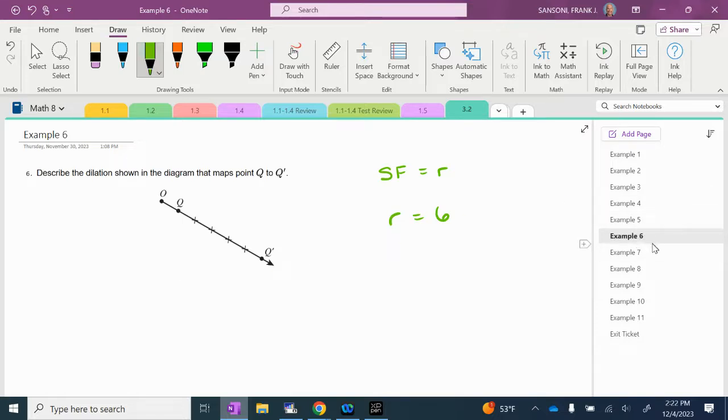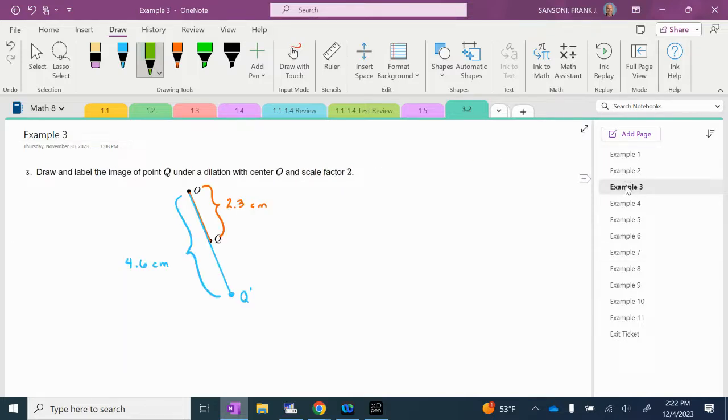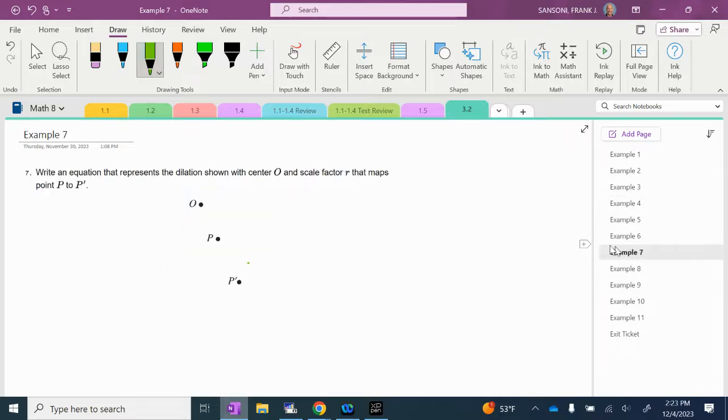Example 7, so now we're going to come up with a little equation that we can use to figure out the scale factor if it gives us both of the lengths. It says write an equation that represents the dilation shown with center O and scale factor R that maps P onto P prime. So whatever the original is, we times it by the scale factor to get the image, right? So it's always that.